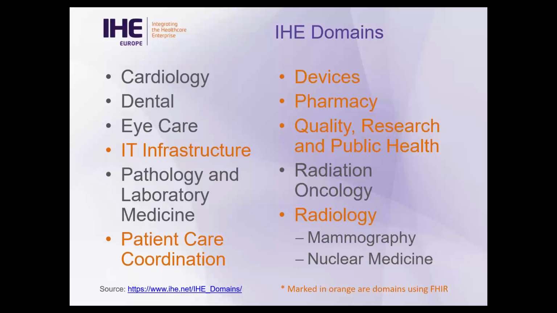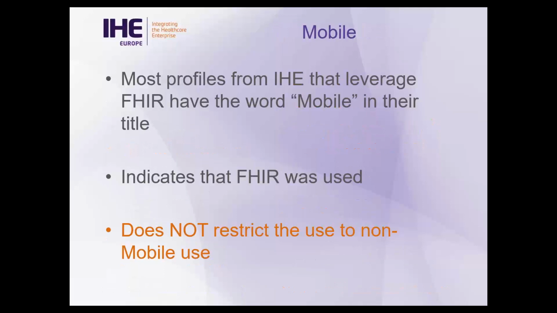Okay. So we now see a list of the IHE domains, and you see the orange ones are the ones that have already developed some profiles leveraging the new FHIR standard, mostly IT infrastructure and patient care coordination, but quality, research and public health have been very active as well. And you see that, driven by the past, you have the word mobile in the title of many profiles. This originated some years ago, when FHIR was mainly intended to be used by mobile devices.